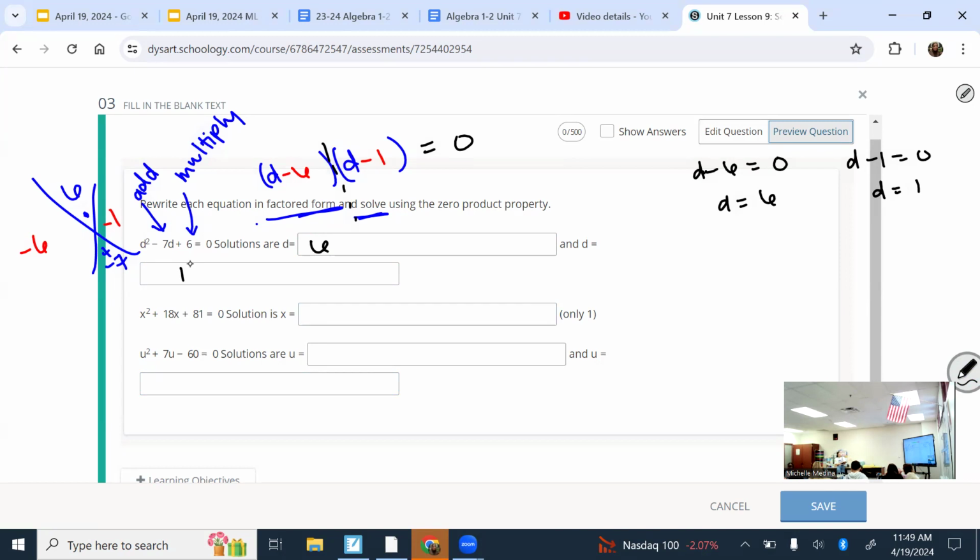Okay, so then let's try this one. You have to factor it first. If I set up my diamond, I want to know what multiplies to 81 and adds to 18.